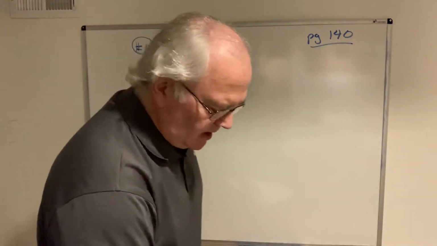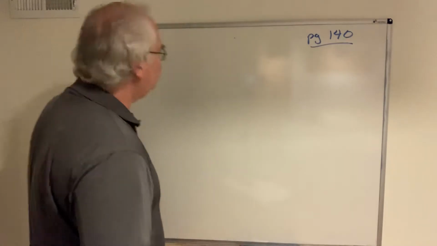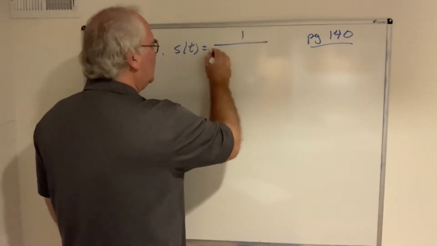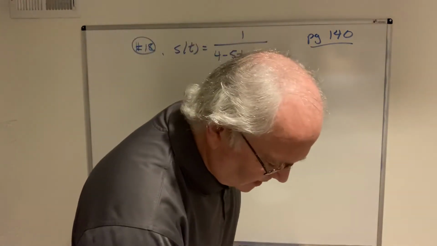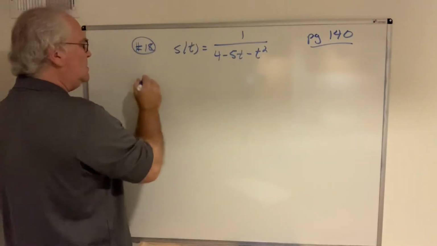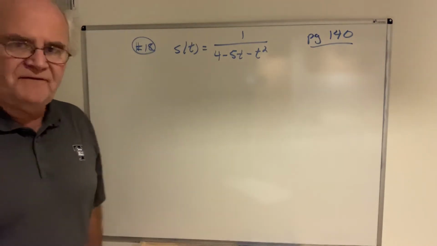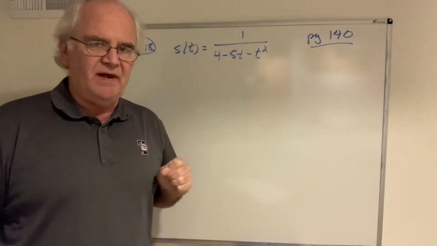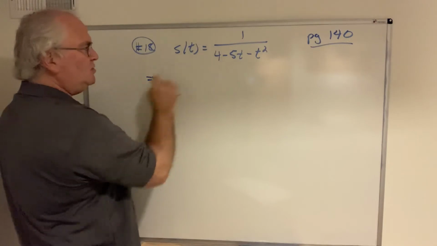Number 18 says, what do we have? We have s of t equals 1 over 4 minus 5t minus t squared. All right? So we have a choice here. First, Dr. Guffey used to call this just the bulldozer technique. Just don't try to be pretty, don't try to be fancy, just bulldoze right through it. And so I'm going to use the quotient rule.